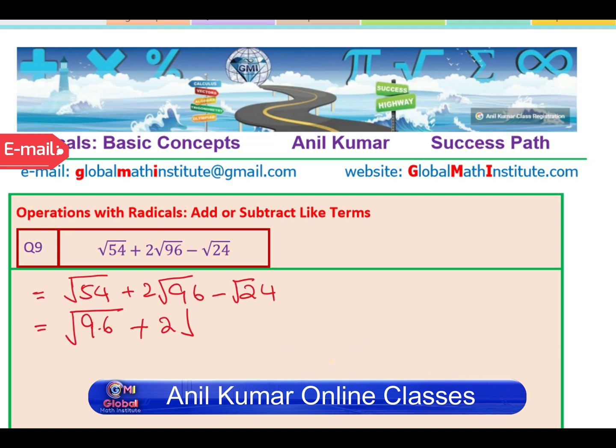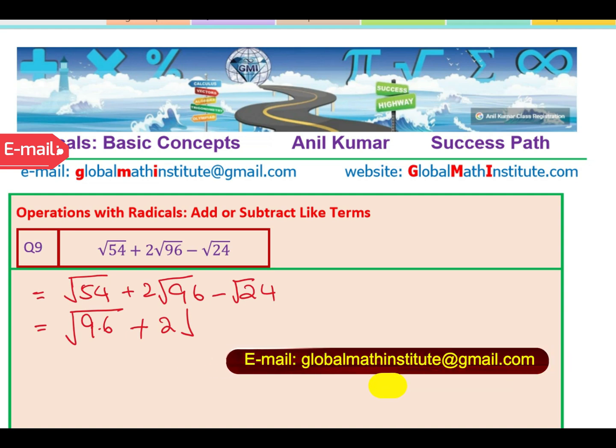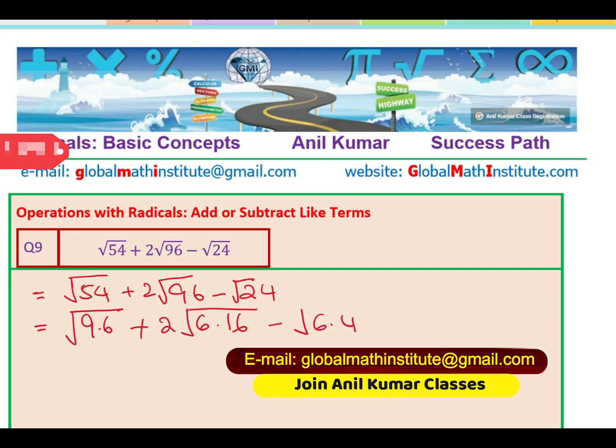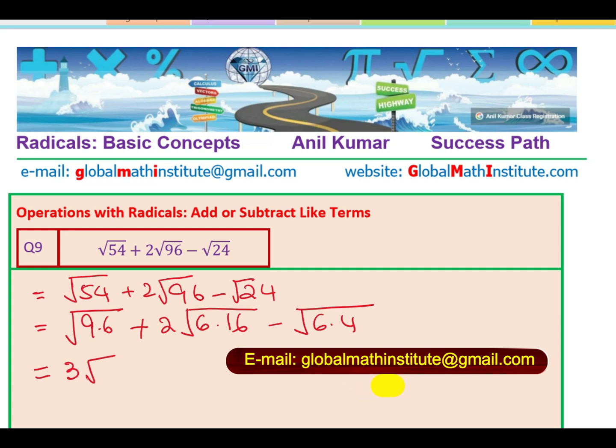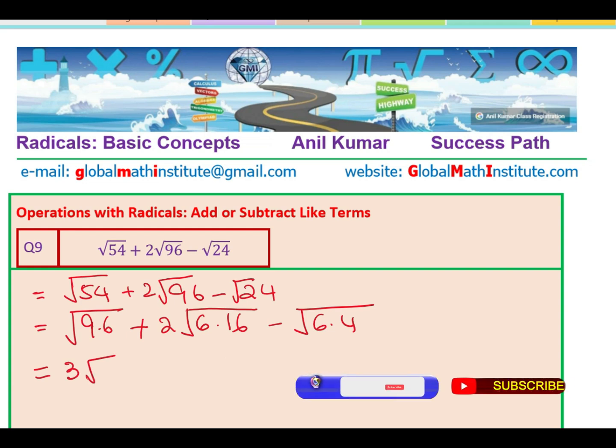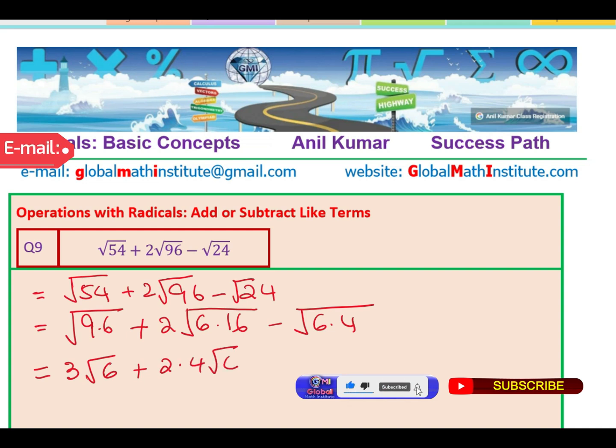Let me try 6 times. That gives me a hint, right? So 6 times 16, right? So it is 6 times 16. Perfect. That gave me a hint, right? And this one is 6 times 4. Correct. So 9 to take away as a mixed radicals, 3 square root 6 plus 2 times 4 square root 6 minus 2 square root 6.